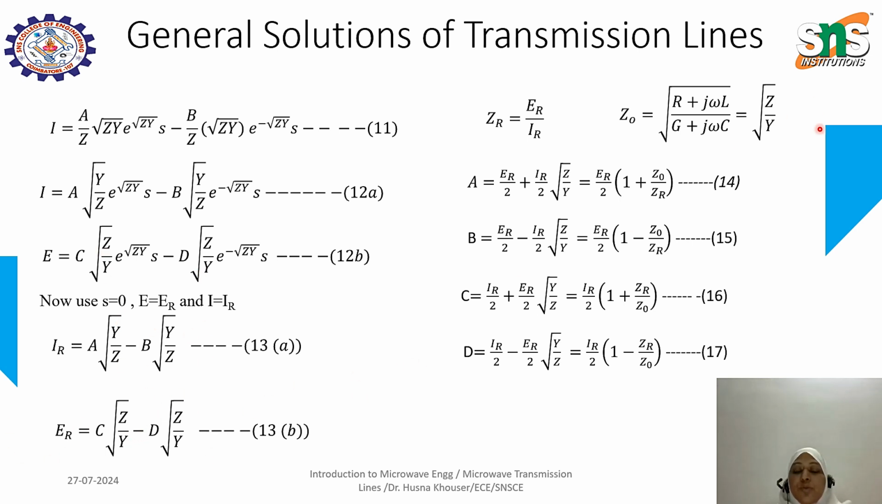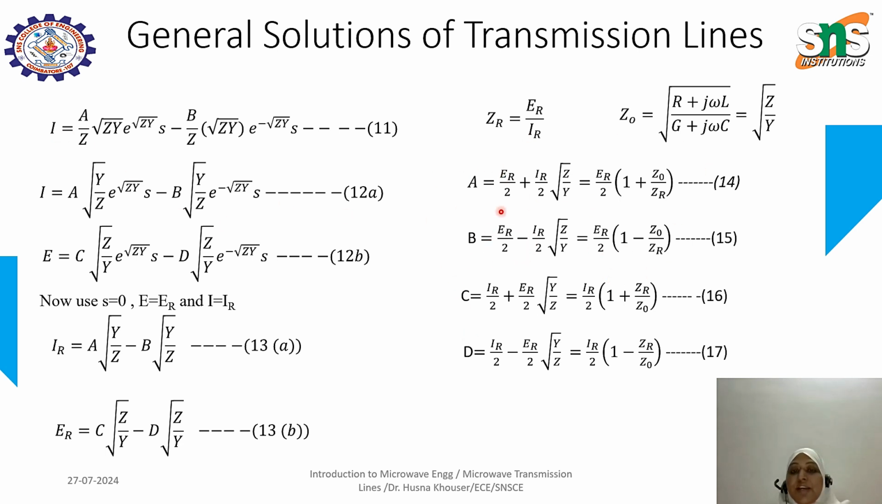Now we know the characteristic impedance, which we discussed in the previous lectures. So Z naught is equal to the square root of (R plus j omega L) divided by (G plus j omega C). Considering R and G as negligible, they become 0. So we get the square root of L by C, that is the square root of impedance by admittance, and ZR is equal to voltage ER by IR. Based on this we get the four arbitrary equations by simplifying.